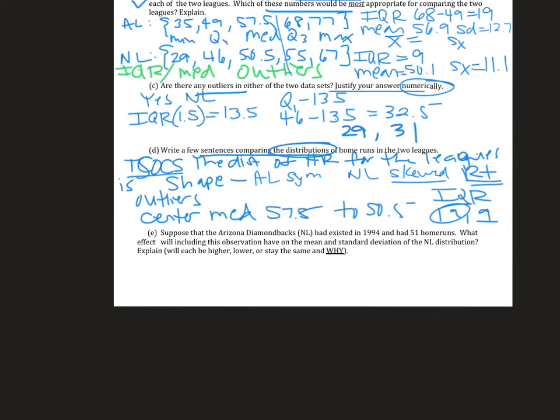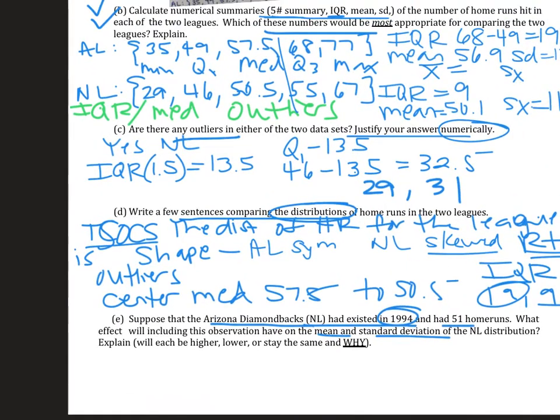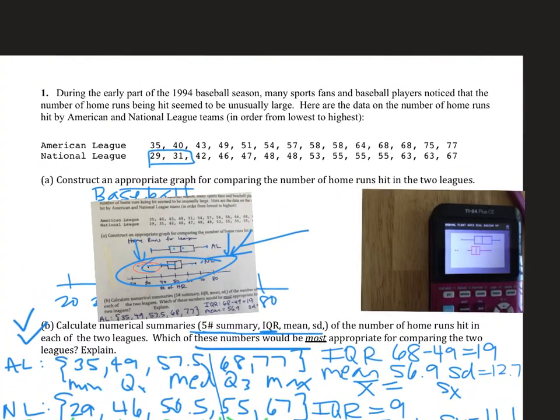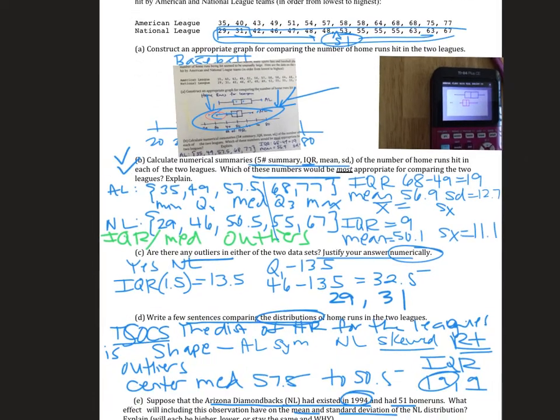Now, the last one says, if the National League had existed, or the Diamondbacks had existed for the National League in 1994, because that's what our data is from, and had 51 home runs, what effect will including this observation have on the mean and standard deviation? So 51 would go in right about here. Well, guess what? Is that really going to affect this data? Look where it goes. This is in order, remember? And that's not really going to affect it that much.